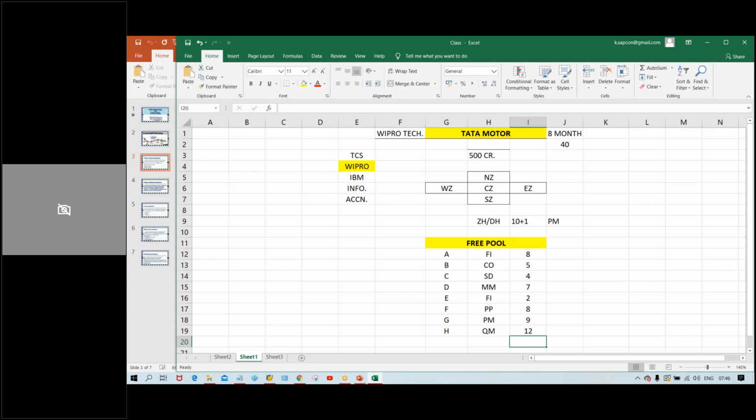From the free pool, first of all the project manager is going to check how many candidates are there, and from the free pool he is going to shortlist certain candidates. Let's suppose he finds that for every module he needs at least one senior and one junior consultant. So in FI, there is Mr. A and there is Mr. E. This guy is a senior consultant and this guy is a junior consultant, right?